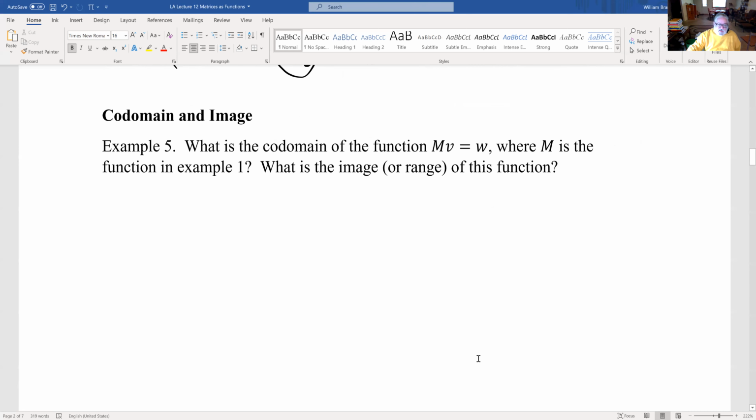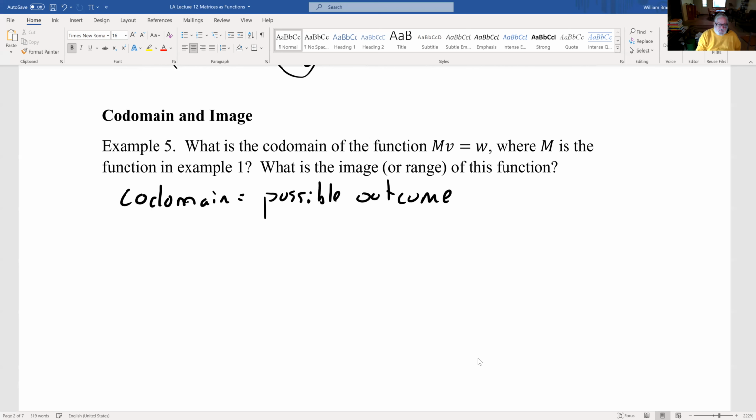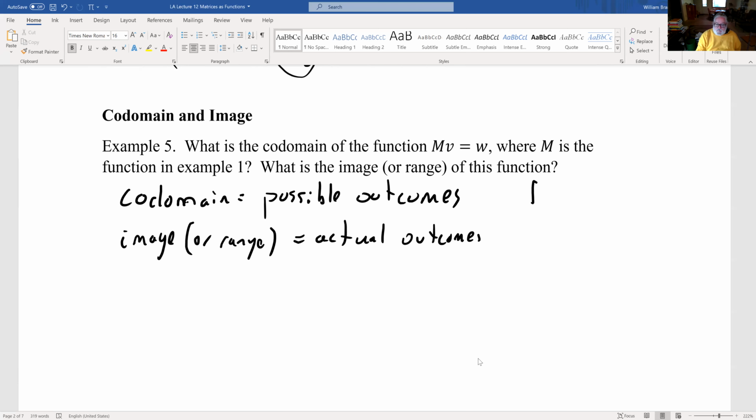So the codomain and the range. Codomain is the set of possible outcomes. The image, also called the range, is the actual outcomes. And the classic example is the function from the reals to the reals defined by f of x equals x squared. And you know what the graph of that looks like.